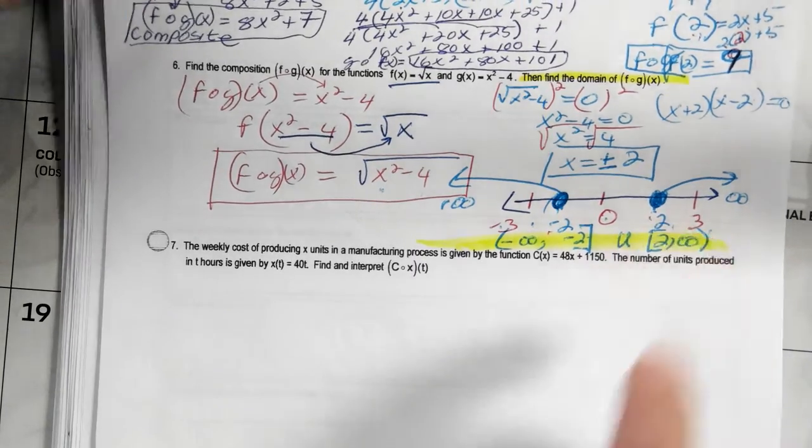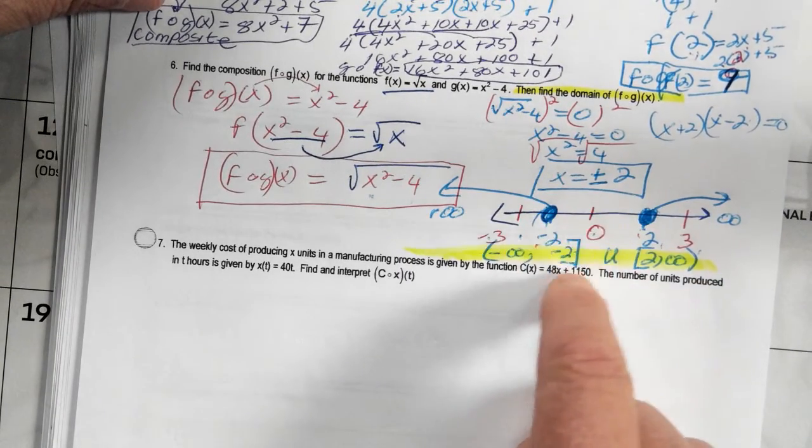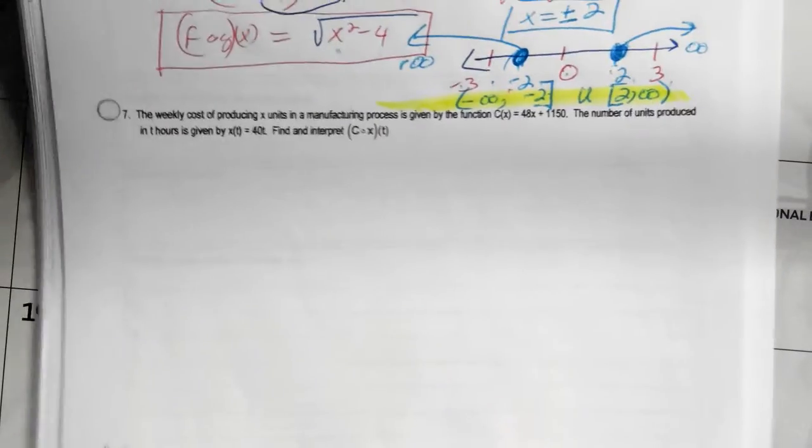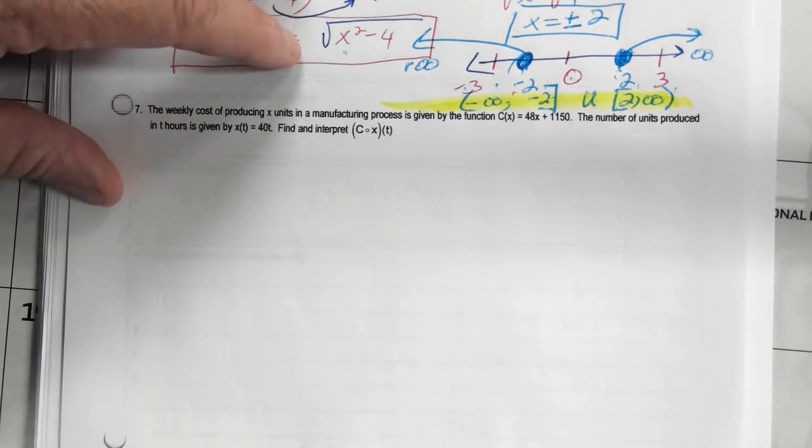That's the notation. If those were open circles, that would be a parenthesis on those 2's. So you got to know the difference. If you can use it, it's a bracket. If you can't use it, it's a parenthesis.